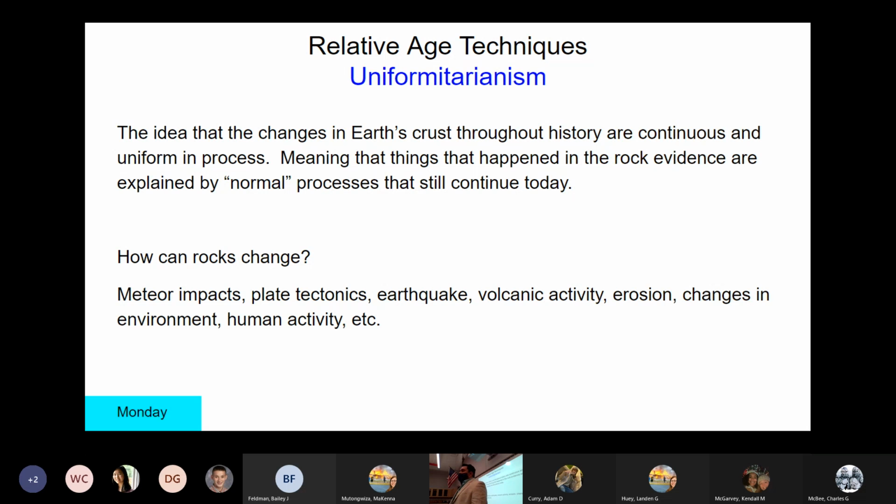The idea of uniformitarianism is that things that are happening today happened a million years ago, and things that happened a million years ago happened a billion years ago. It is this idea that history happened, and it happened the same way. So if things are eroding today because of water and wind, they probably eroded away a million years ago, the same exact process, right?